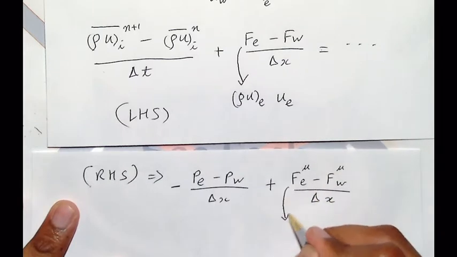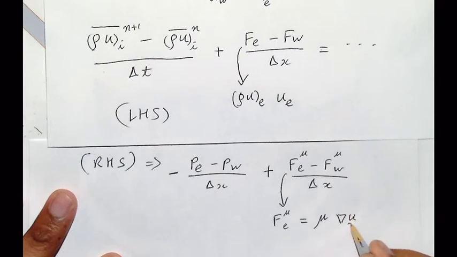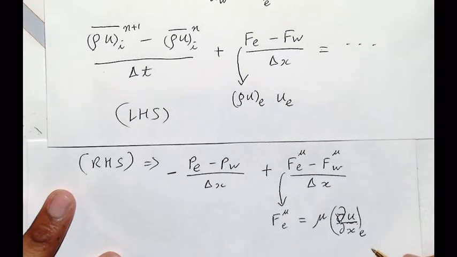And here, flux mu east is basically mu times nabla u in 1D, right? So it's basically du by dx, east. And there's no dv by dx. So yeah, that's it. Du by dx. Or it should be other direction.